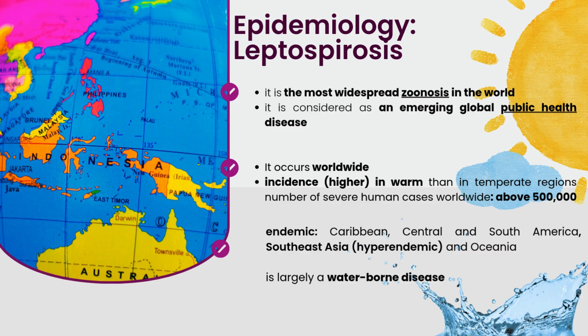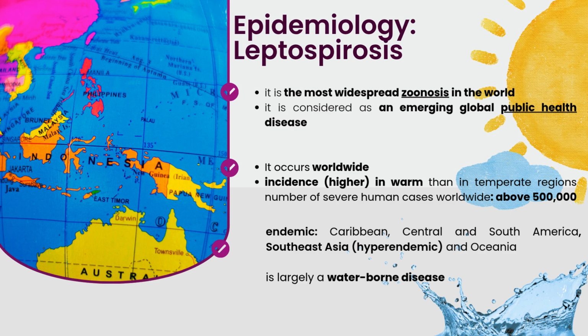So, leptospirosis, as we delve into its epidemiology, is noteworthy as the most widespread zoonosis globally. It is an emerging public health concern, underscoring the need for increased awareness and preventive measures. Notably, leptospirosis is a global phenomenon, yet its incidence is notably higher in warm regions compared to temperate ones. So, this geographical variance provides insight into environmental factors influencing its spread. Stunningly, we see over 500,000 severe human cases recorded worldwide annually.